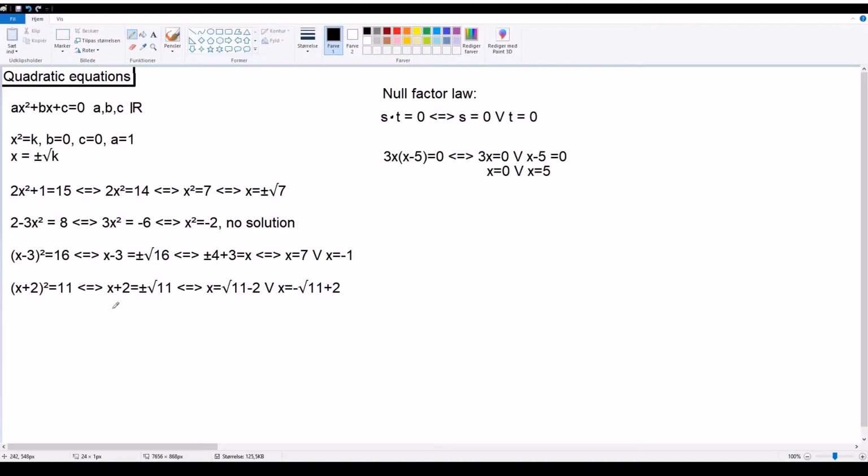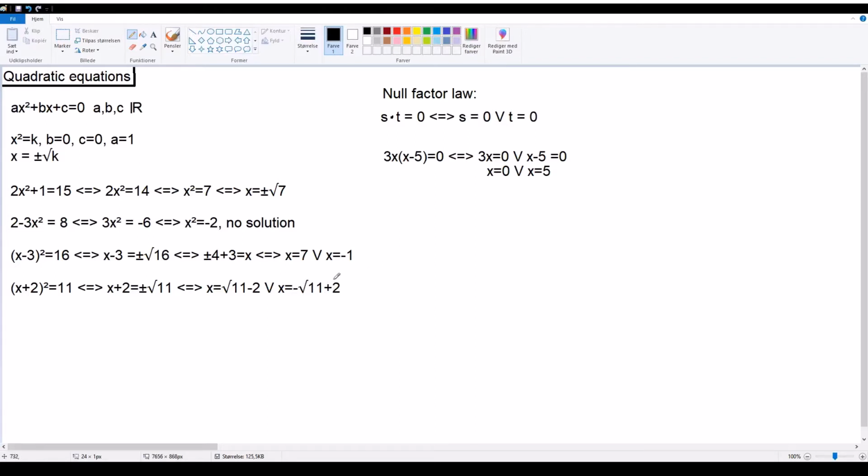Lastly, we have this example, which is x plus 2 in brackets squared is equal to 11, which can then be simplified into x plus 2 equals plus minus the square root of 11, which then means that x is either equal to the square root of 11 minus 2, or x is equal to the negative of the square root of 11 minus 2.